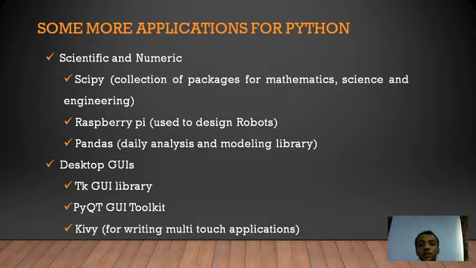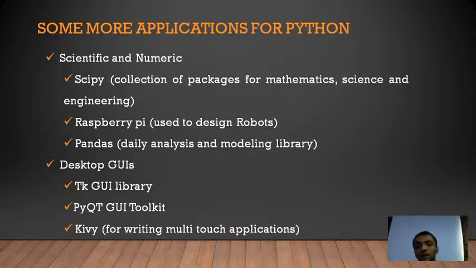and it is also used for many works for different mathematical analysis. There is also Raspberry Pi, which uses Python to design robots. We can say that a Raspberry Pi board is a small computer. We can do Python programming and configure that board to do any type of work.